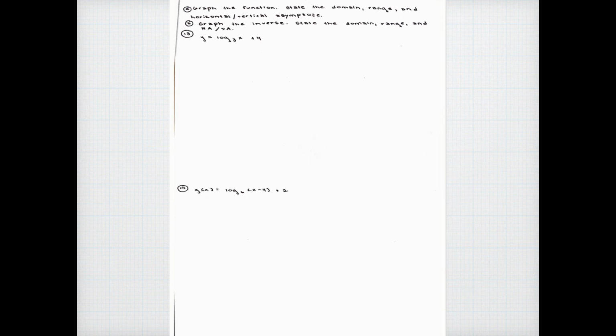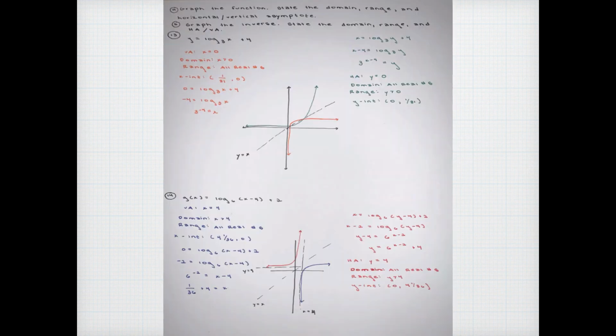Okay, so here are 2 problems for you to do. Pause the video. You need to graph the regular function stating the domain, range, vertical and horizontal asymptote. And then you need to do the exact same thing for the inverse for both of these problems. Okay, so here are my answers for you.